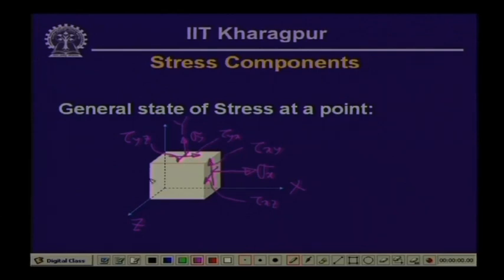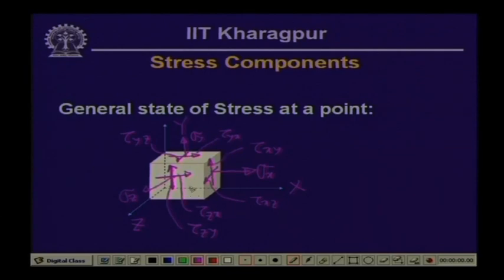This particular plane, the normal to which is parallel to z, we call the z plane, and on this we have the stresses acting, the normal stress, which is sigma z. On the z plane in the x direction, we have tau zx, and then in the y direction, in this particular direction, the positive direction of y, this is tau zy.